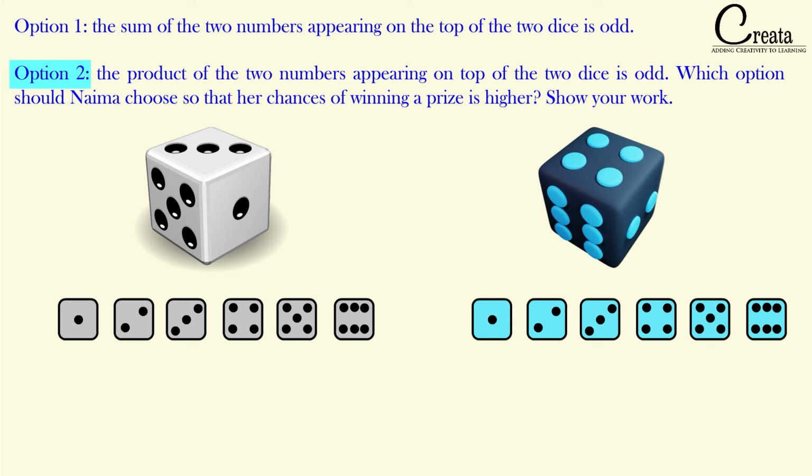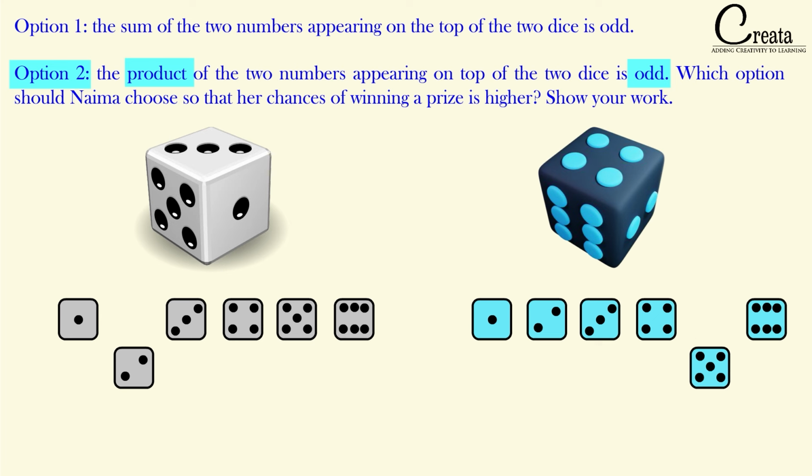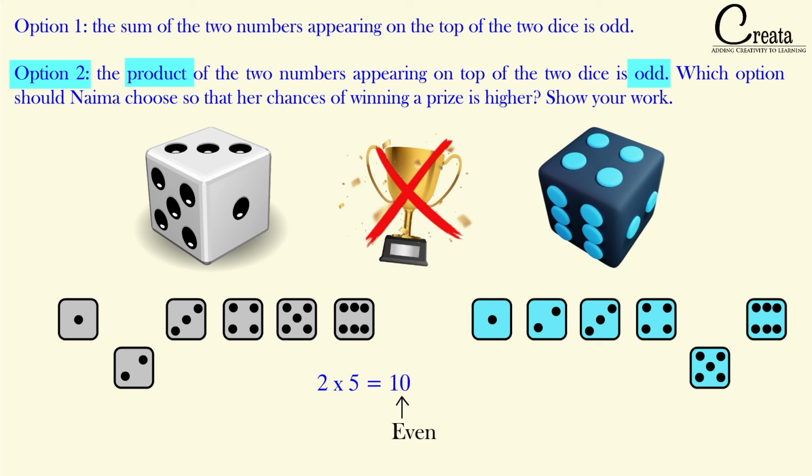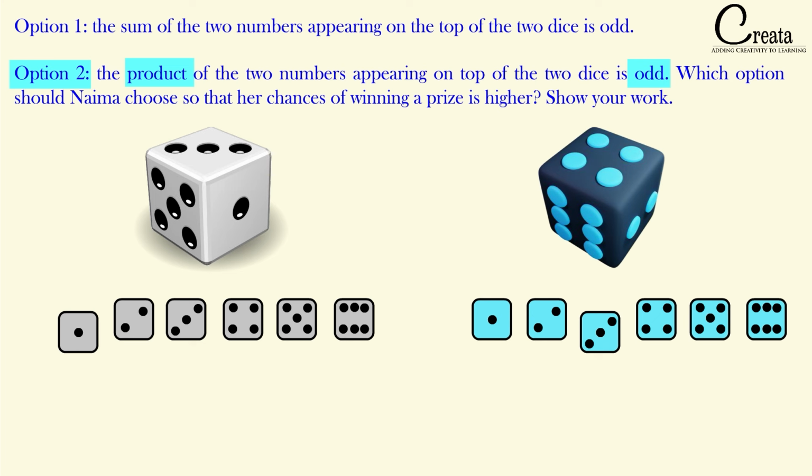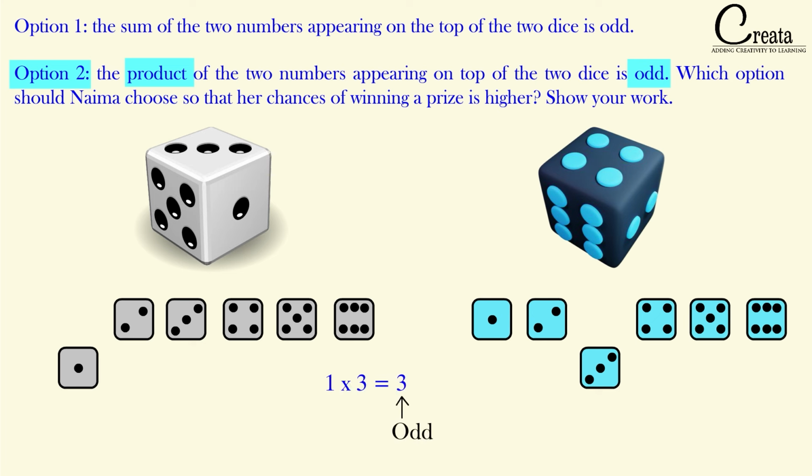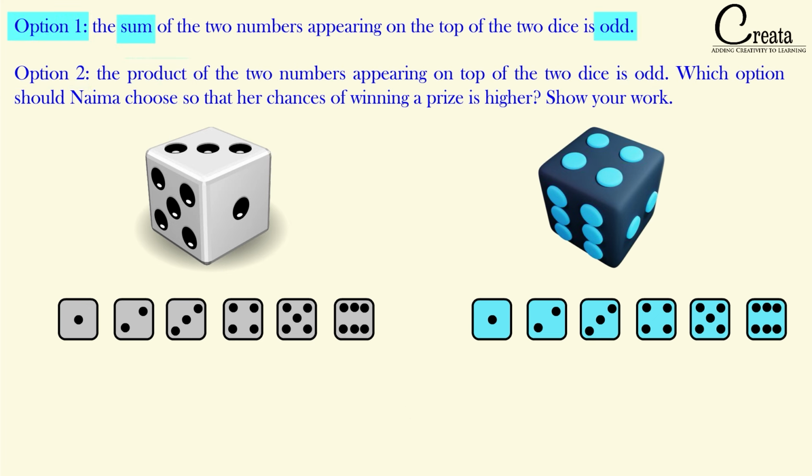The second option is about the product of the two numbers. After rolling the dice, if the product is odd, she will get the prize. If the product is even, she will not get the prize. For example, if she gets 2 and 5, the product is 10, she will not get the prize. But if she gets 1 and 3, the product is 3, that is an odd number, she will get the prize. Got it? In option 1, it is the sum of the two numbers on the dice. In option 2, it is the product of the two numbers on the dice.